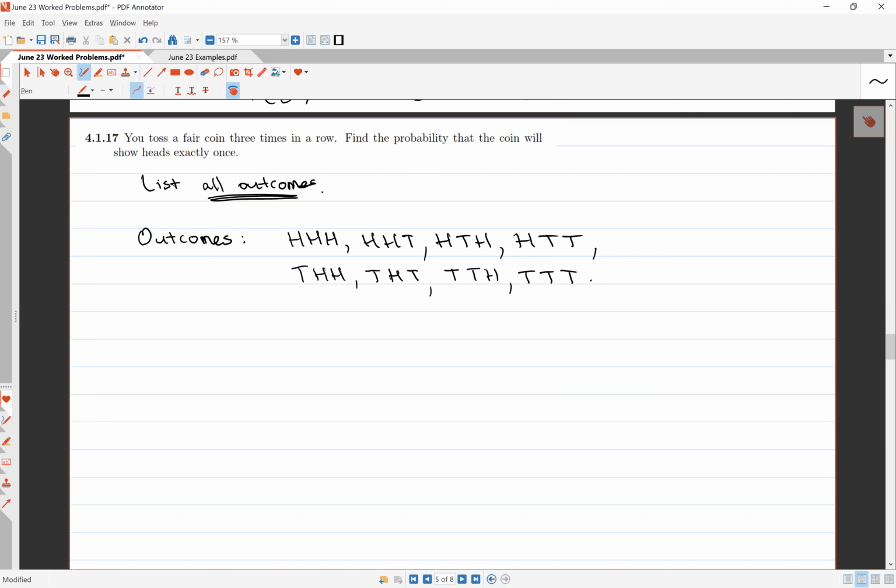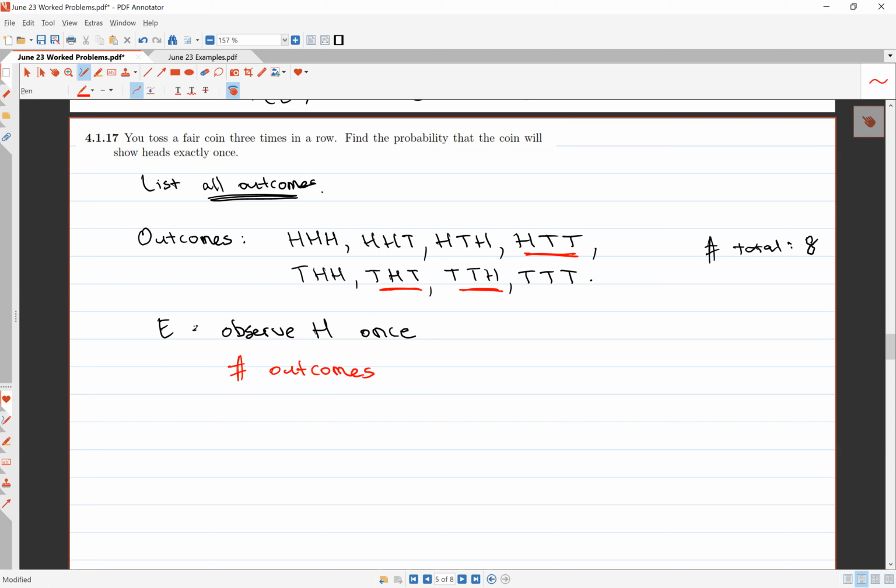And if you list all of them, you'll see the total number of outcomes in this case is 8. Now, we are looking at an event E that we observe heads only once. So now you can run through the outcomes that you've listed and see which of them correspond to only one heads, and by virtue of there being one head only, there has to be two tails.